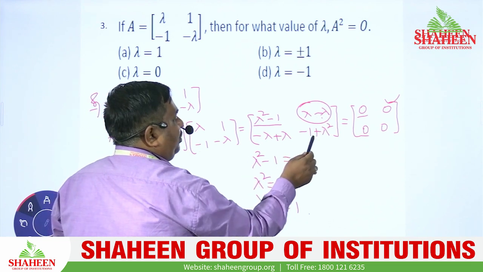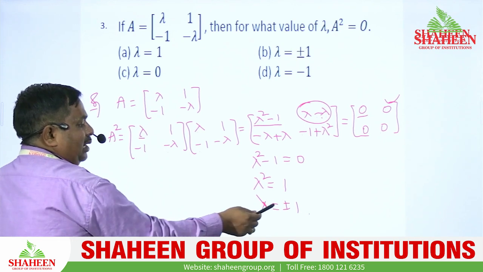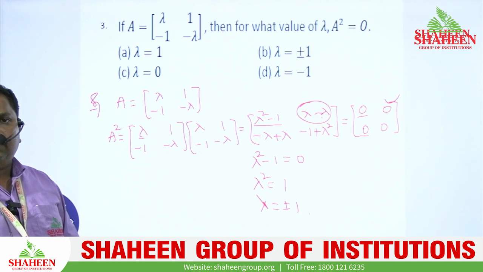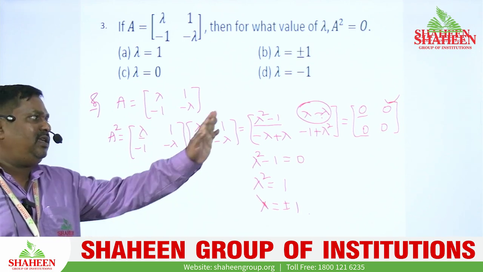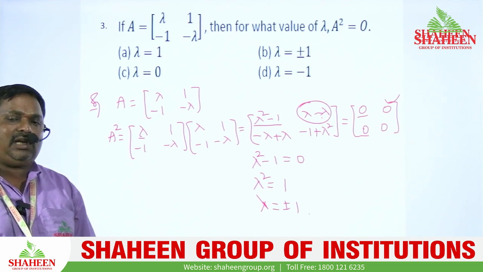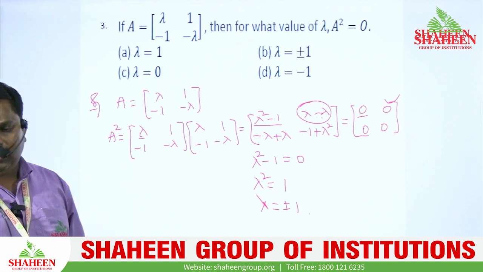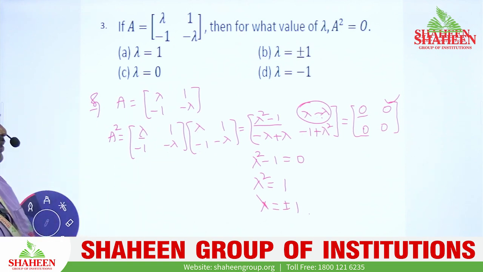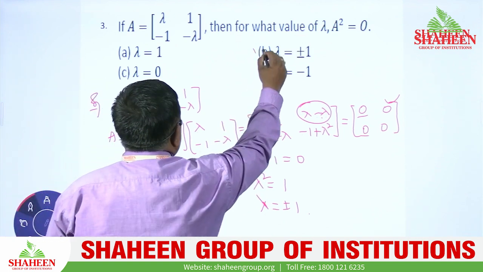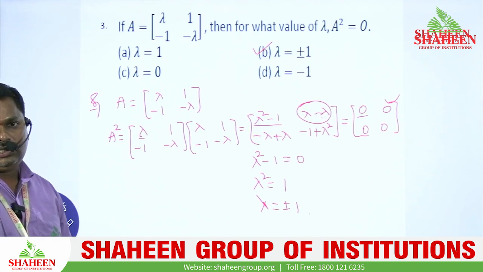And the last element is lambda square minus 1 equal to, that is only we have solved here. We got lambda equal to plus or minus 1. If you take any corresponding element of these two matrices, we'll get lambda equal to plus or minus 1 only. So plus or minus 1 satisfies this equation of the matrices. Okay. And where is this option? This option is second one, lambda equal to plus or minus 1. The correct option is second option.